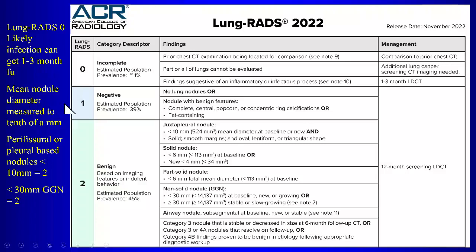The mean nodule diameter should be measured to 1/10 of a millimeter. Now, how do we calculate the mean nodule diameter? You give these numbers for a lung nodule, 5 millimeters, 5.1 millimeters. How do we calculate that? What do we do to get the mean nodule diameter when you're reading these studies?